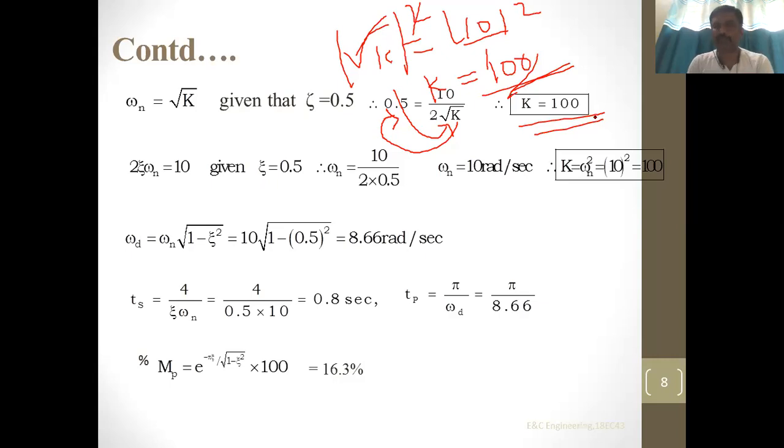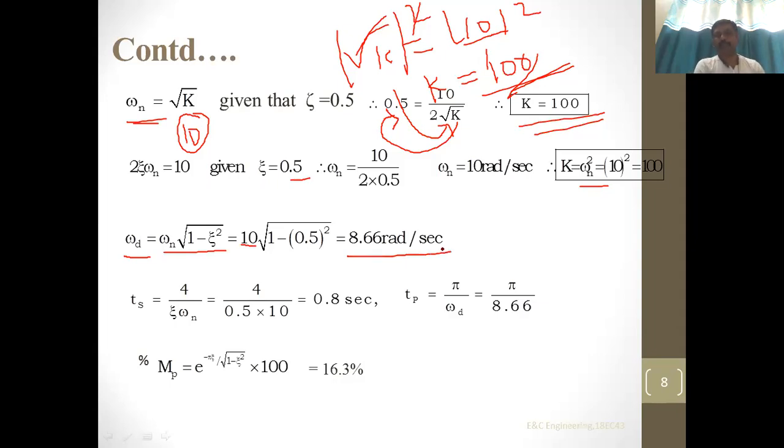Now for this K equal to 100, let me evaluate the value of omega n. Omega n is equal to root of K, or K is equal to omega n square. Root of 100 is nothing but 10. Xi is available, omega n is available. Later, I shall find the value of omega d. What is omega d? Omega n into root of 1 minus xi square. That is 10 into root of 1 minus 0.5 whole square, which is 8.66 radians per second.